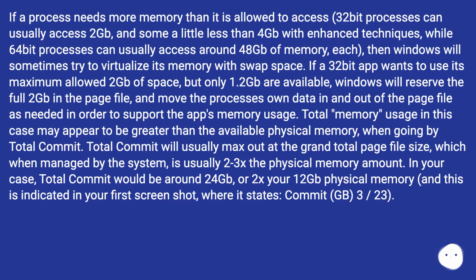Total memory usage in this case may appear to be greater than the available physical memory when going by total commit. Total commit will usually max out at the grand total page file size, which when managed by the system is usually 2-3x the physical memory amount. In your case, total commit would be around 24 GB or 2x your 12 GB physical memory, and this is indicated in your first screenshot where it states commit GB 3/23.